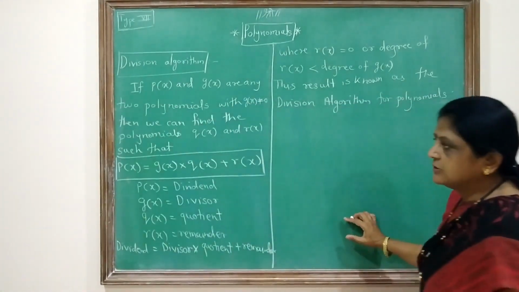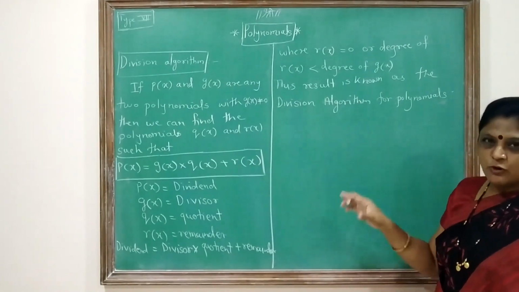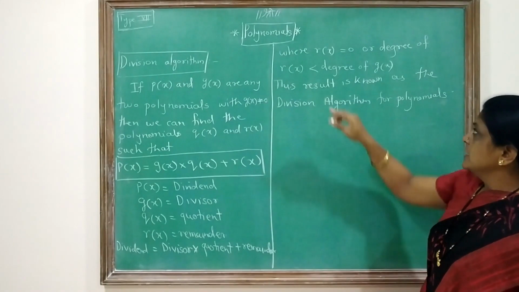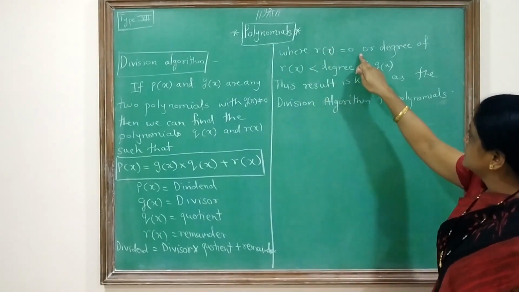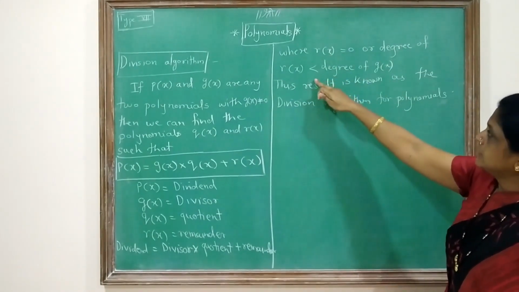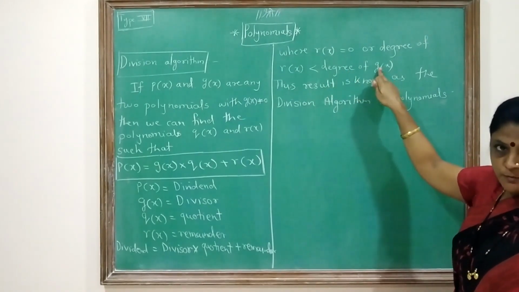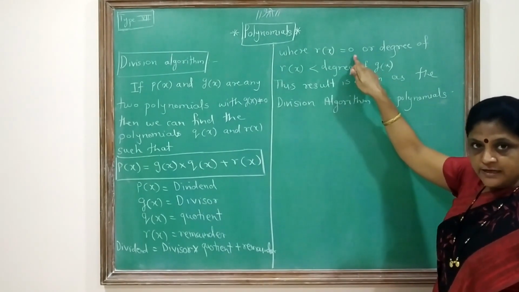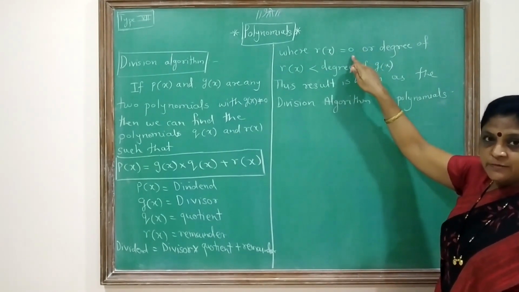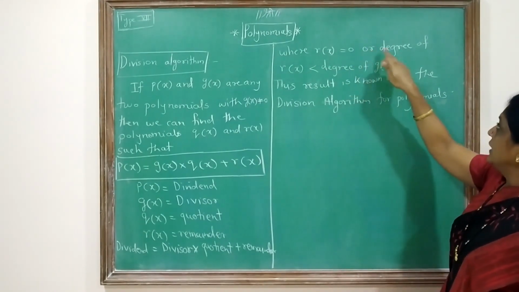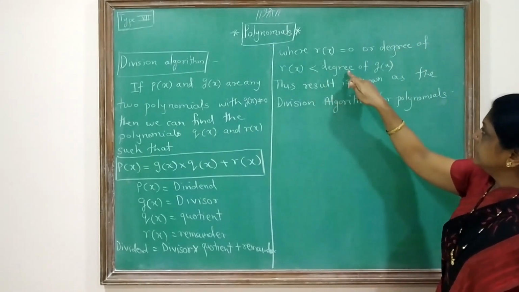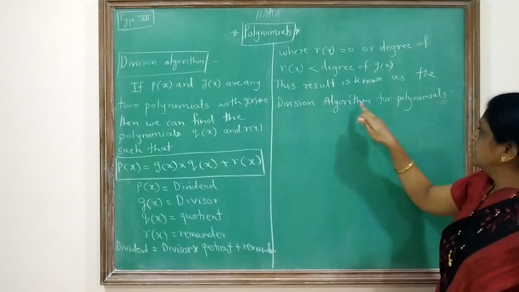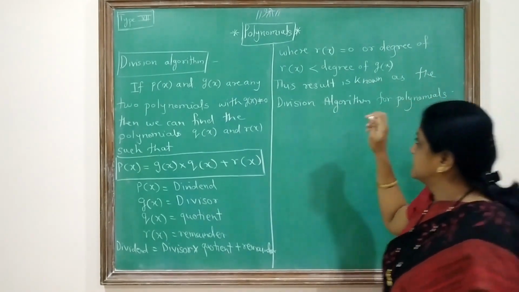What is your division algorithm? P of X equal to G of X into Q of X plus R of X, where R of X equal to 0 or degree of R of X less than degree of G of X. Where R of X is 0 means the remainder is 0, otherwise the degree of R of X is less than the degree of G of X. This result is known as the division algorithm for polynomials.